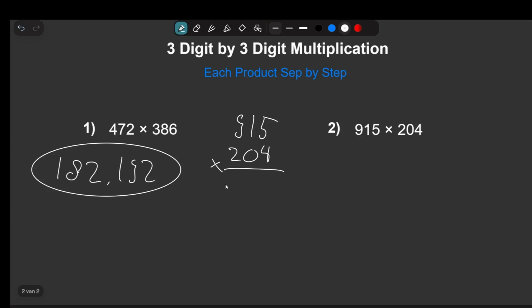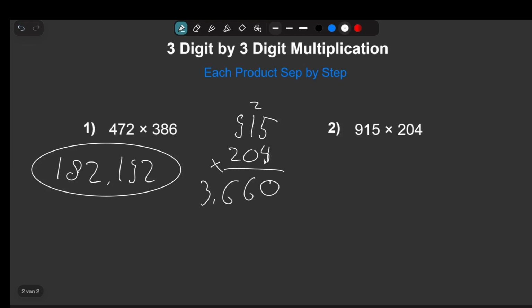4 times 5 equals 20, so we're gonna write our 0 down here and carry over the 2. Now we're gonna do 4 times 1, which equals 4, plus 2 equals 6. Now we're gonna do 4 times 9. 4 times 9 equals 36, so we're going to write our 6 here, and because we don't have anywhere to carry over the 3, we can just write our 3 down here. So our first partial product is going to be 3,660.